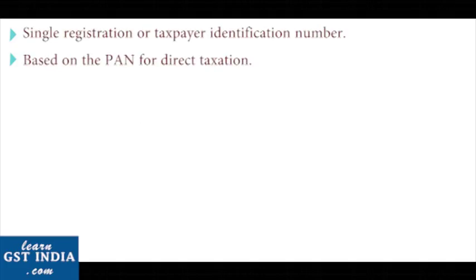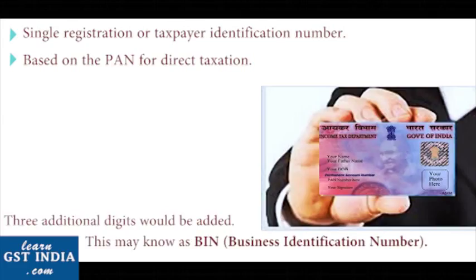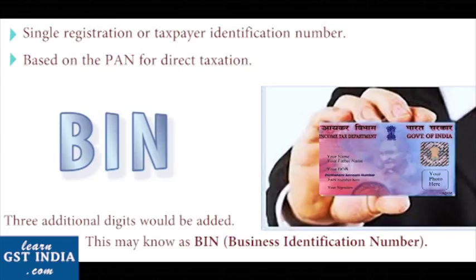Registration. There would be a single registration or taxpayer identification number based on the PAN for direct taxation. Three additional digits would be added. This may be known as BIN, that is Business Identification Number.